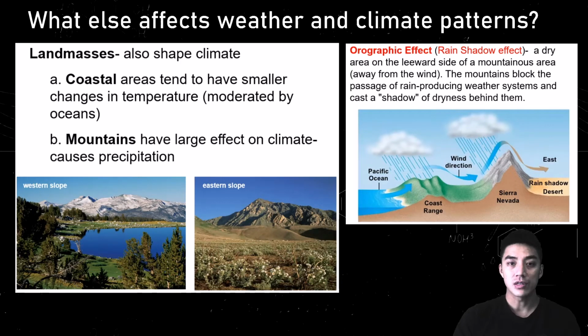Mountains tend to have a very large effect on the climate. Something known as the orographic, or the rain shadow effect, is because mountains tend to block the passage of precipitation. So the windward side tends to have a lot more precipitation, things like snowfall and rainfall, whereas the leeward side, or the side away from the wind, tends to have a much drier climate.